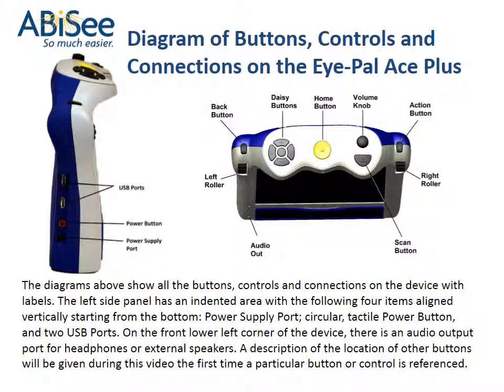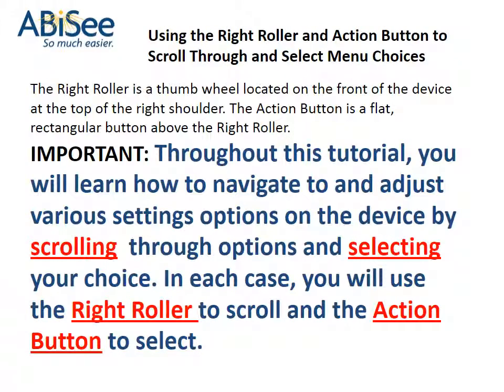A description of the location of other buttons will be given during this video the first time a particular button or control is referenced. Using the right roller and action button to scroll through and select menu choices. The right roller is a thumb wheel located on the front of the device at the top of the right shoulder. The action button is a flat, rectangular button above the right roller.